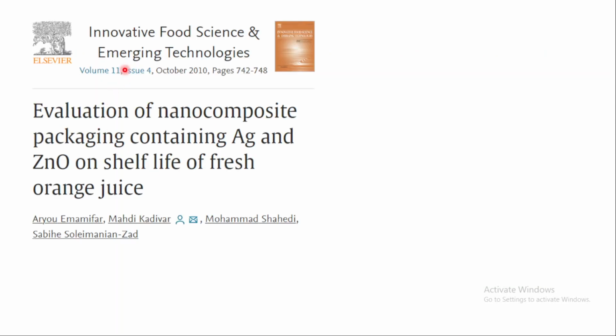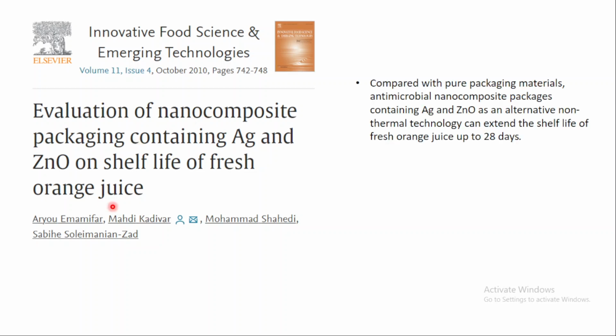Now, this is a research article showing the effect of nanocomposite packaging containing silver and ZnO on shelf life of fresh orange juice. So this is the direct study showing a nanocomposite containing silver and zinc oxide nanoparticles is increasing the shelf life of fresh orange juice. Compared with pure packaging materials, antimicrobial nanocomposite packages containing silver and zinc oxide as an alternative non-thermal technology can extend the shelf life of fresh orange juice up to 28 days. So upon application of silver and zinc oxide nanoparticles, the shelf life of orange juice increased up to 28 days.